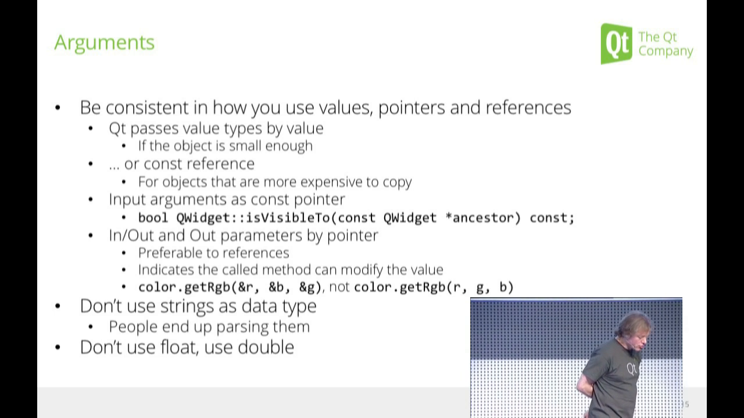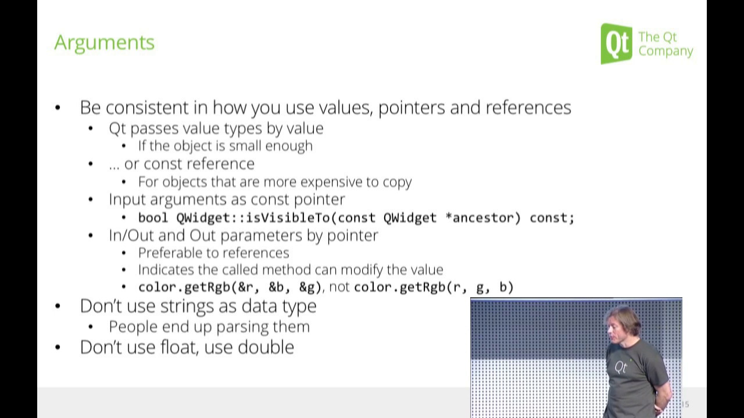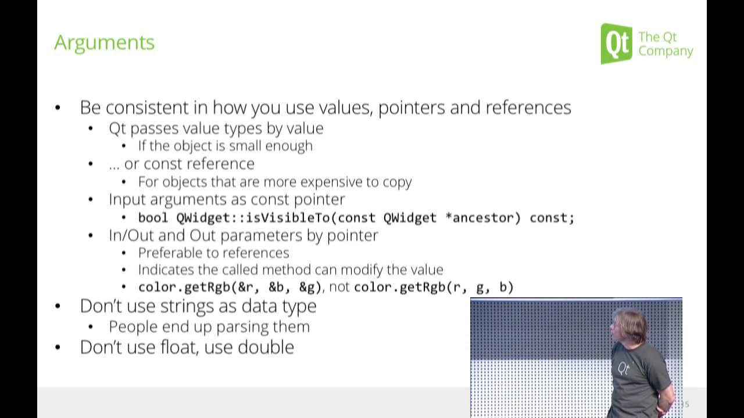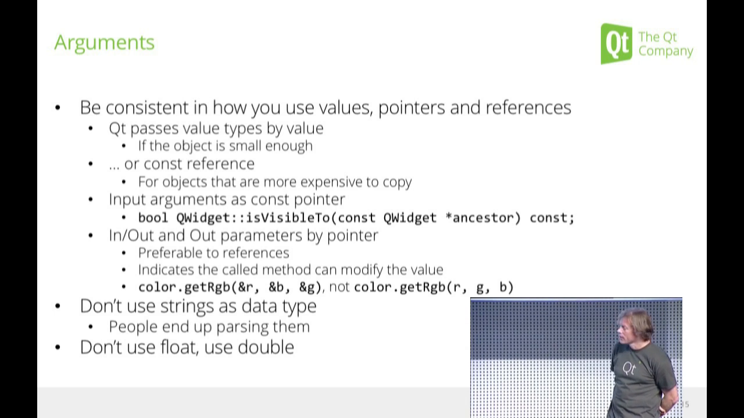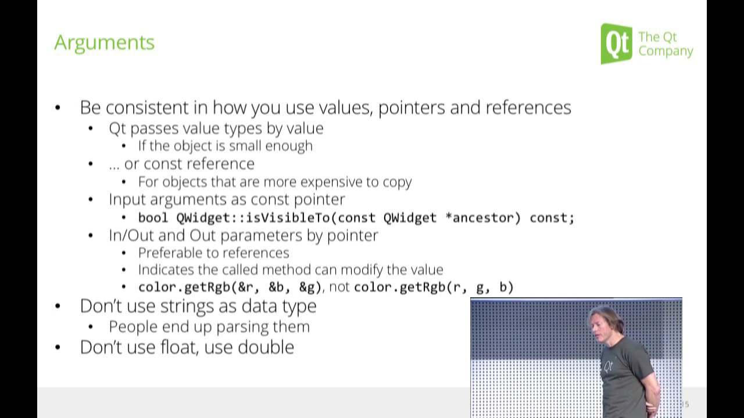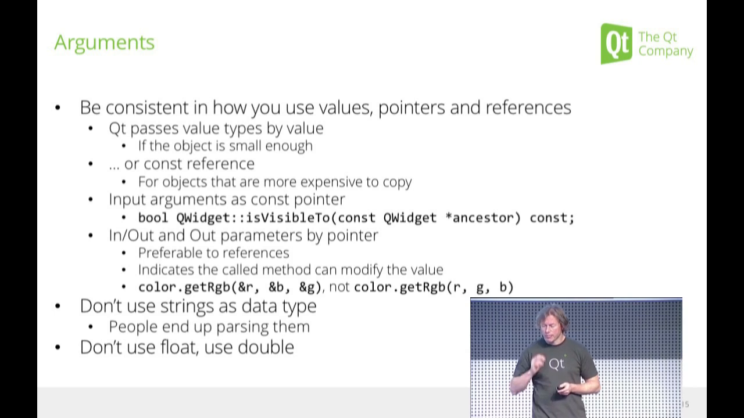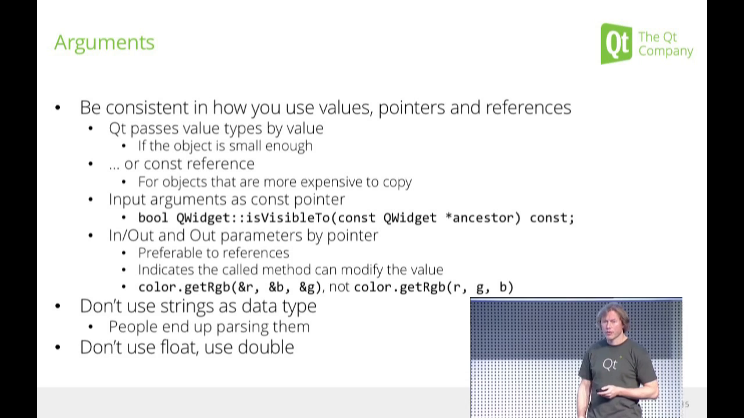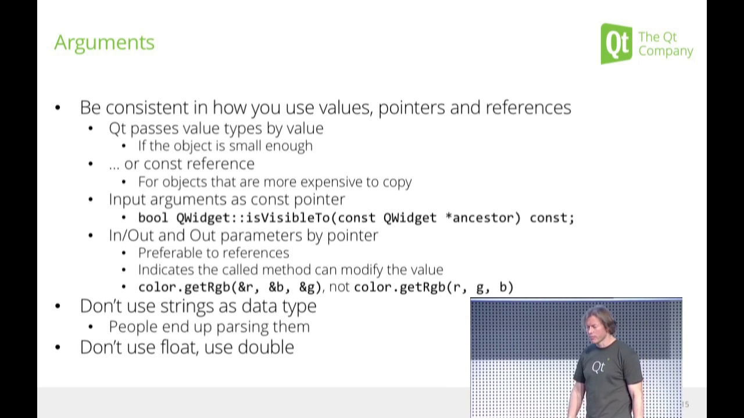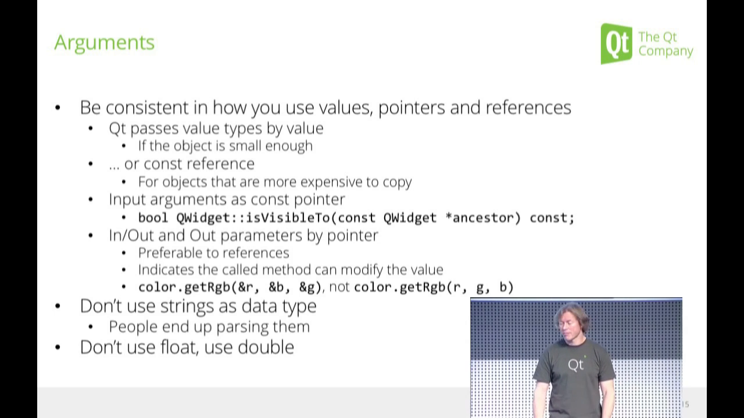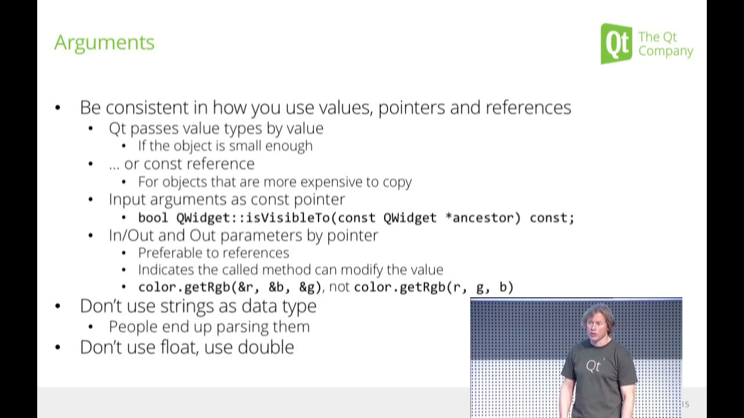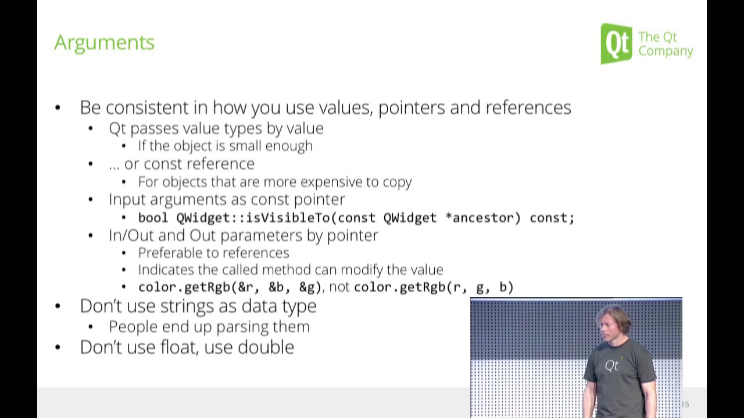Also, I wouldn't use string as a data type. People end up parsing them and doing weird things with them afterwards. Rather try to encode the information in enums or other types. And one of the things I've seen, people tend to still use float a lot. Don't use it. There's no point anymore. Double is just a lot more precise and just as fast on modern CPUs.